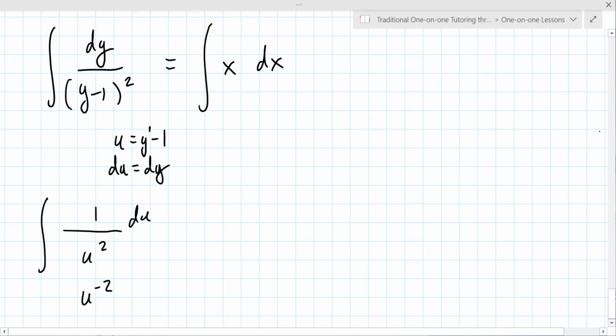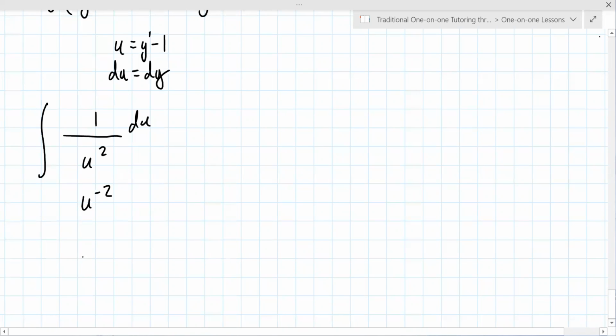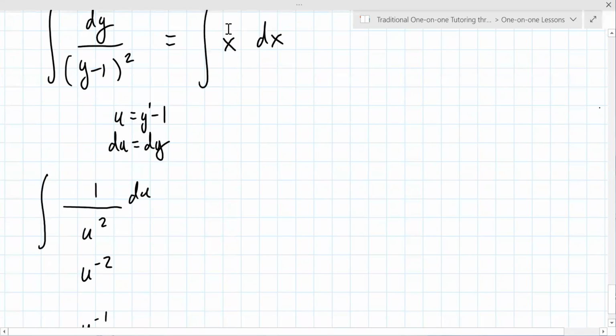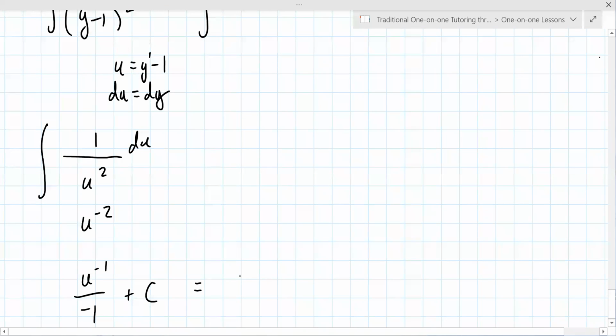So when you take your antiderivative of this, it's u to the minus 1 over minus 1 plus c equals, and then on the right-hand side, it's just x, so it's 1/2 x squared. And actually, let me move the c to the other side because that's generally where we put it.